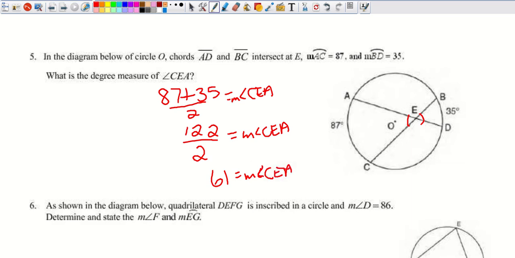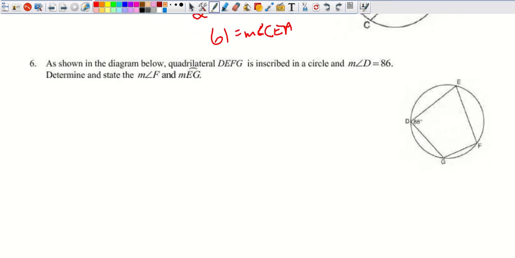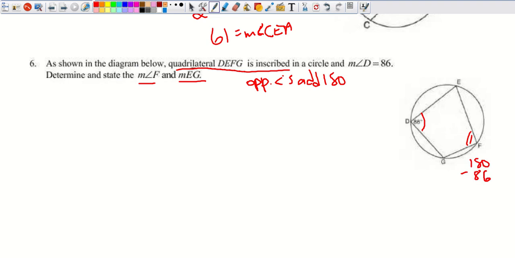All right, so remember, inside the circle is the average, outside is different, and you subtract and take half. On to number 6, we got our quadrilateral inscribed. So we want to find two things, the measure of angle F and EG. So remember the rule, when you have an inscribed quadrilateral, the opposite angles add to 180. So if this angle is 86, that means angle F is 180 minus that, which is 94 degrees.